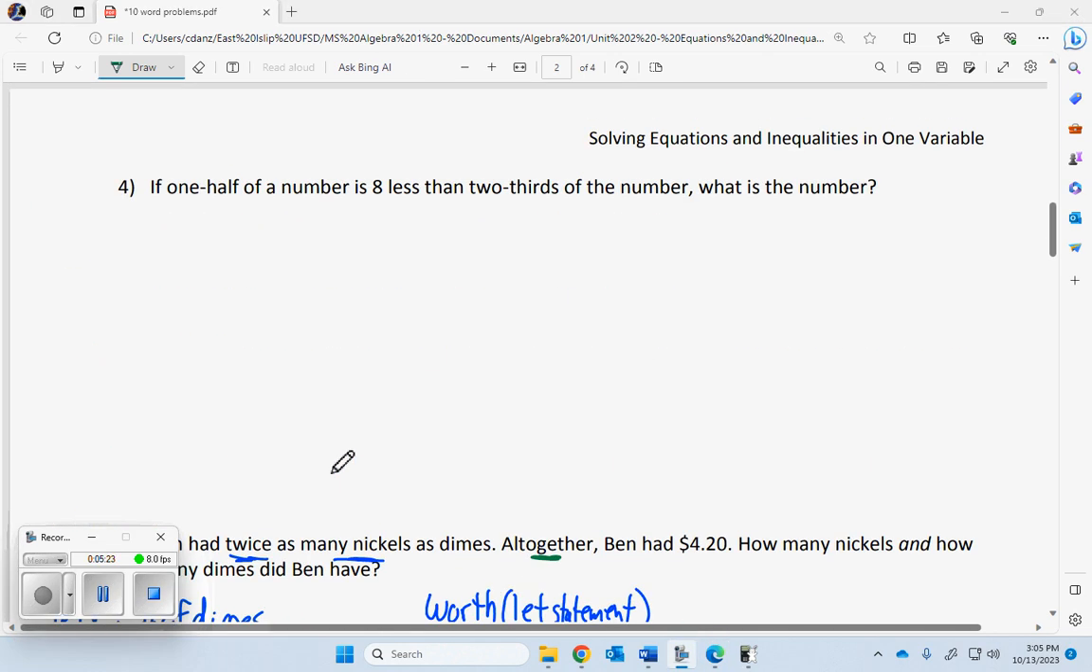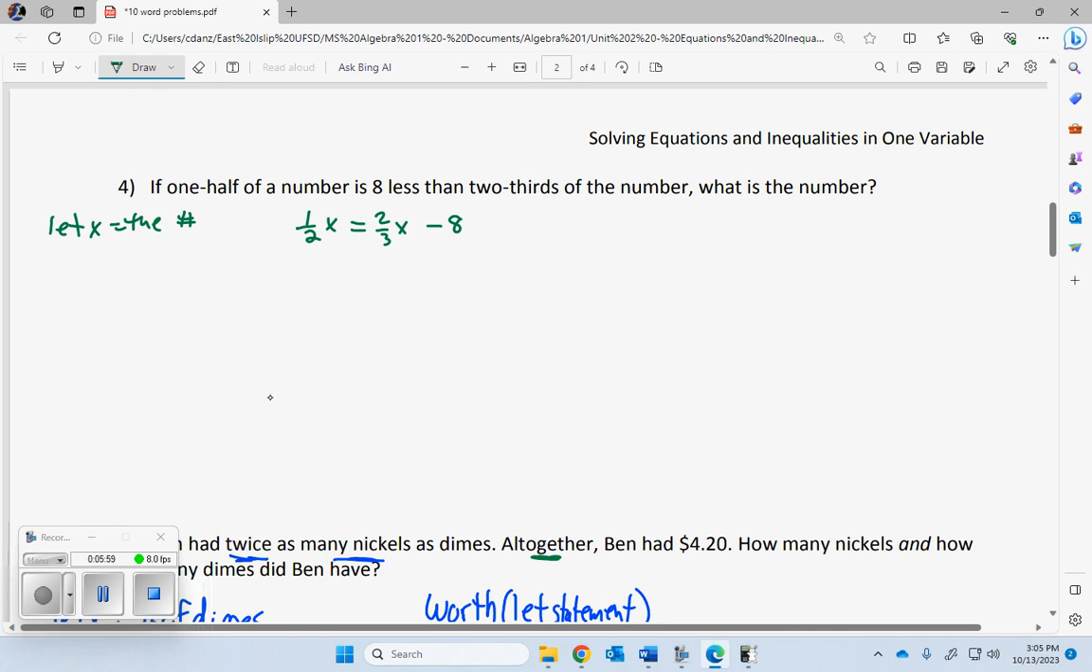Next will be number 4. The only thing that gets people on this is because they're speaking with fractions. You should not be upset with this 1/2. It says if 1/2 of a number. Do you know what the number is? I don't, so I'm going to let x equal the number. And now I'm going to translate. I'm going to read the English and write it in math. If 1/2 of a number is 8 less than 2/3 of the number, what is the number?